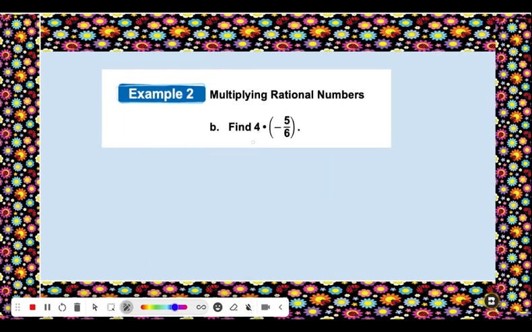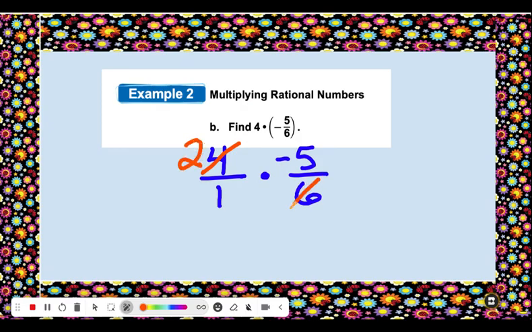Try another one. Here we have fractions. So 4 is 4/1 times -5/6. Look to cross simplify. So let's look across. The 4 and the 6, I can divide 2 out. 4 divided by 2 is 2. 6 divided by 2 is 3. There's nothing else more I can do.